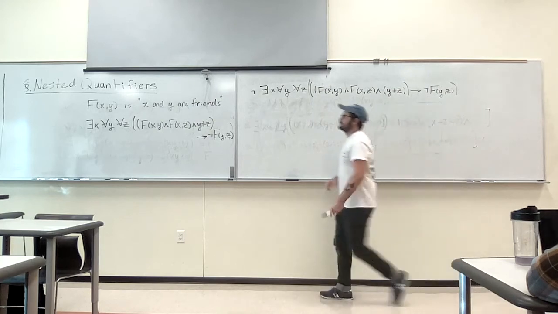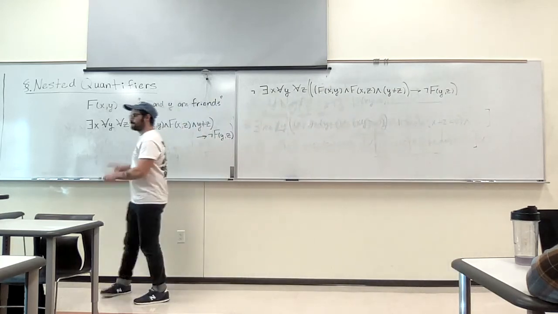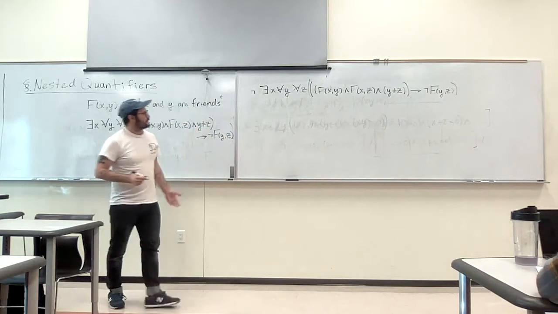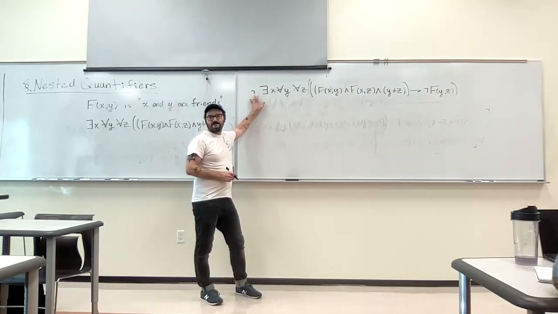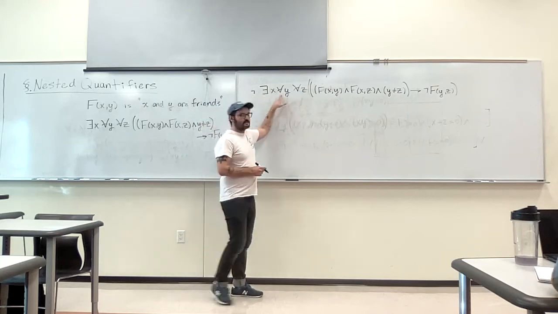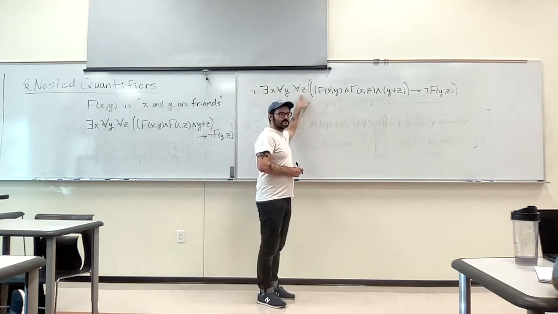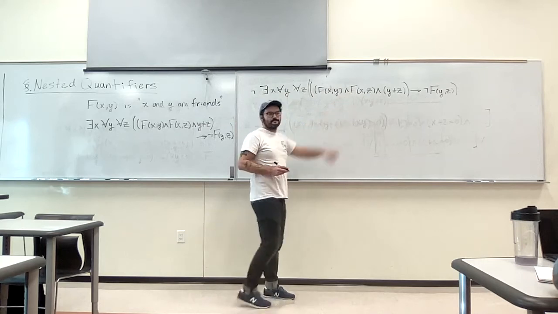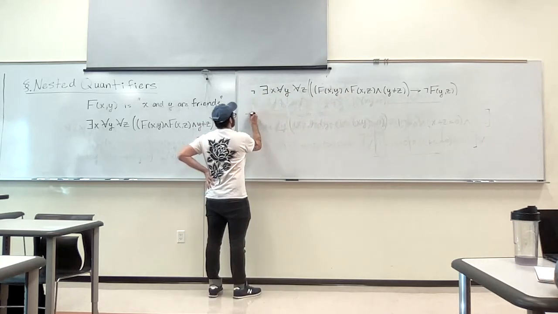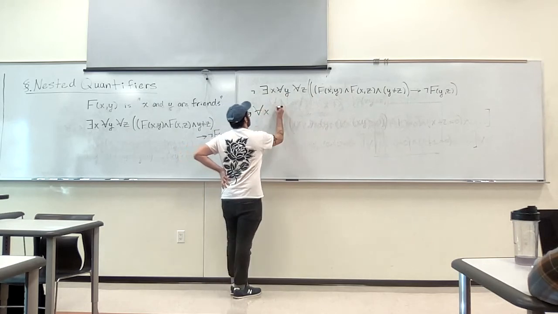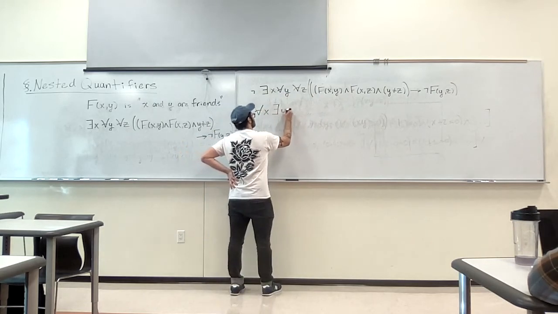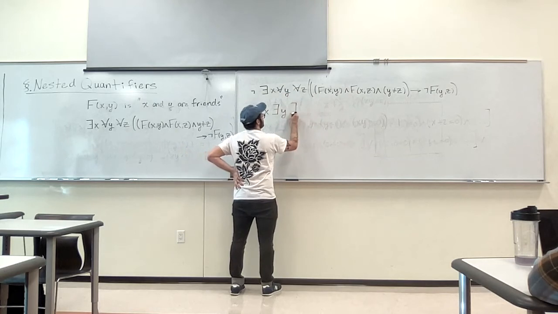Okay, so this is false, so the negation better be true. We know what's going to happen when we send the negation in, right? That becomes universal, that becomes existential, that becomes existential, and then we negate that whole thing. Universal. Existential. Existential.